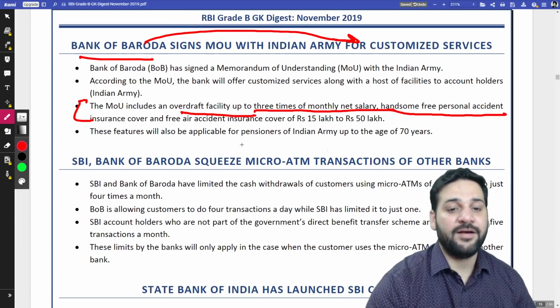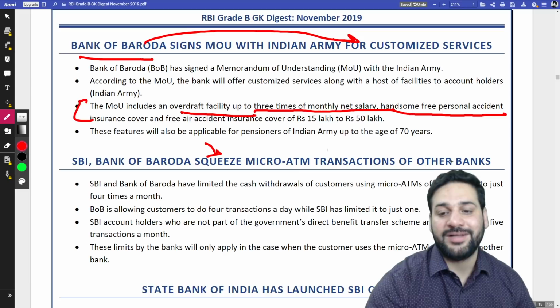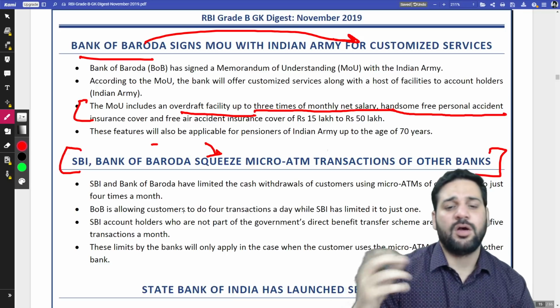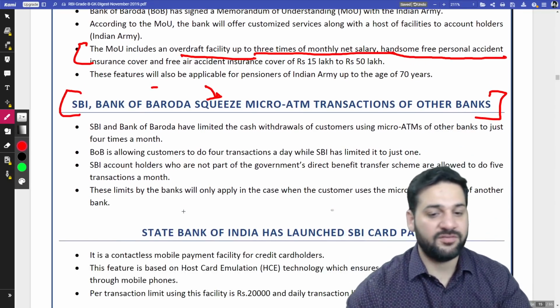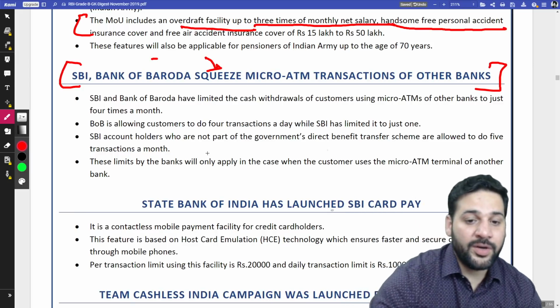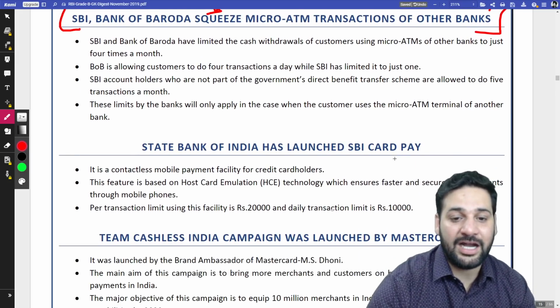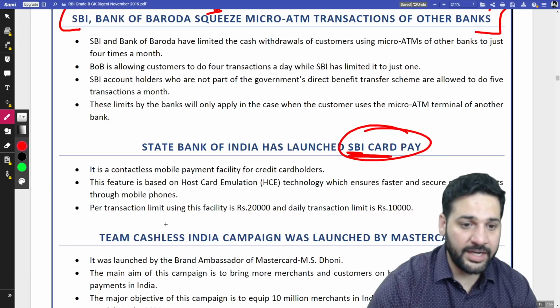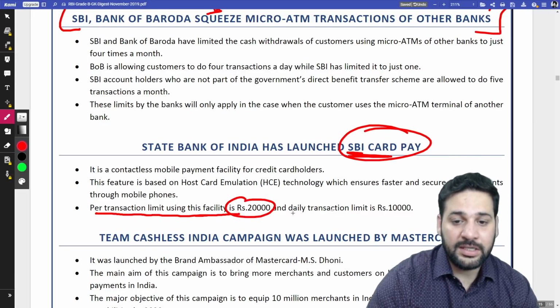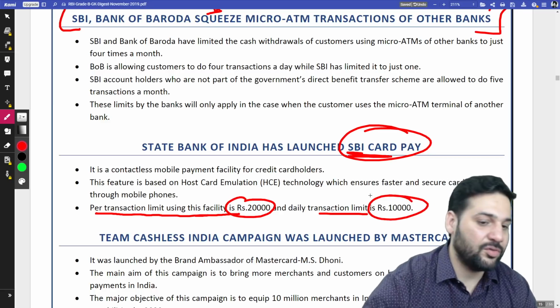SBI and Bank of Baroda squeeze the micro ATM transactions of other banks. At SBI and Bank of Baroda, now fewer ATM transactions would be available if you have an account with other banks. SBI has launched the SBI Card Pay. The per transaction limit using this facility is rupees 20,000 and the daily transaction limit is 10,000.